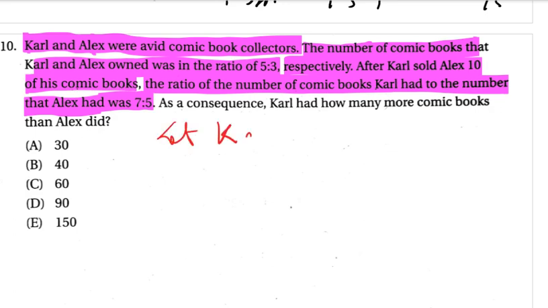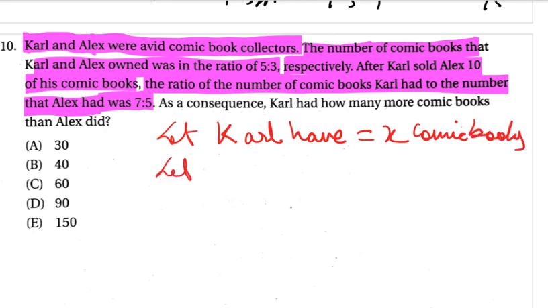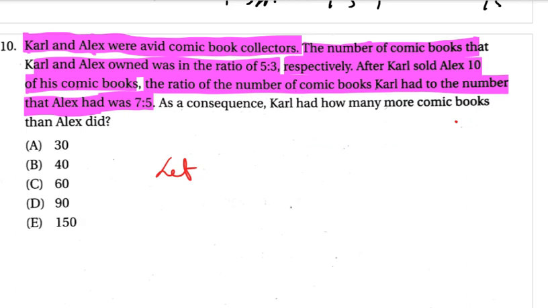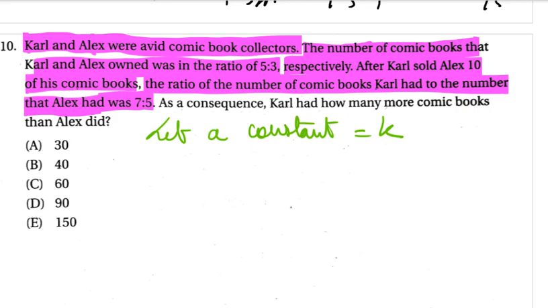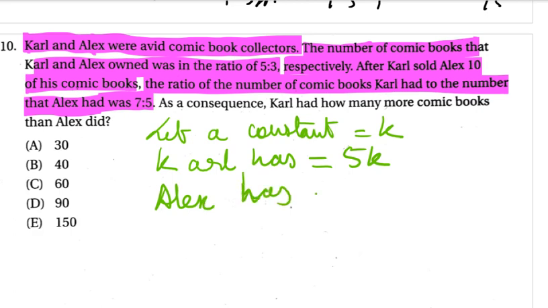Let Carl have X comic books. The comic books are given in the ratio 5:3, so we will not take it that way. We will do it this way, which will make it much easier. Don't make it very confusing. Let's do it with another color. Let a constant be equal to k. Now the number of books Carl has is 5k, hence Alex has 3k.